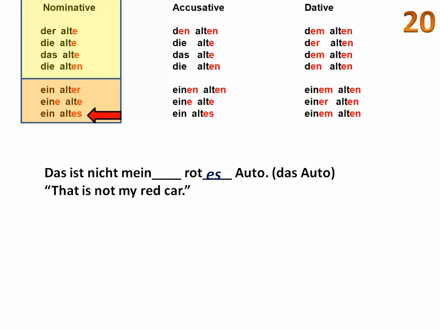So I hope that following this three-step process and knowing this chart, you will be able to correctly surmise the correct adjective endings and changes to the definite and indefinite article for any German noun.